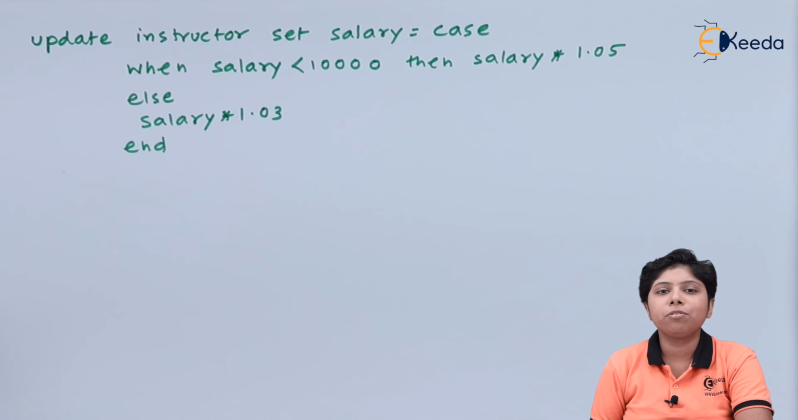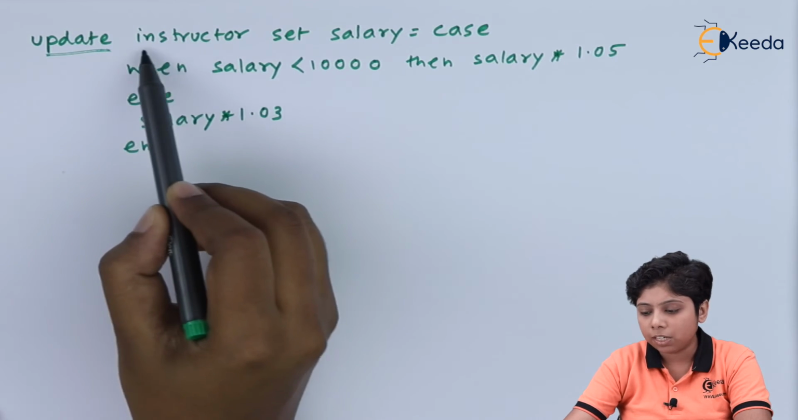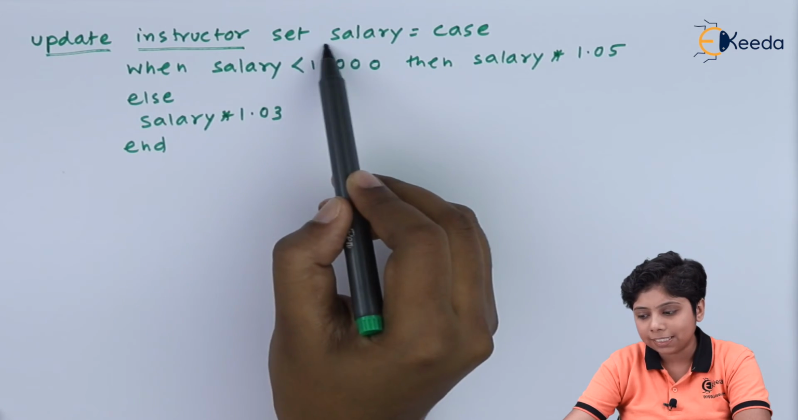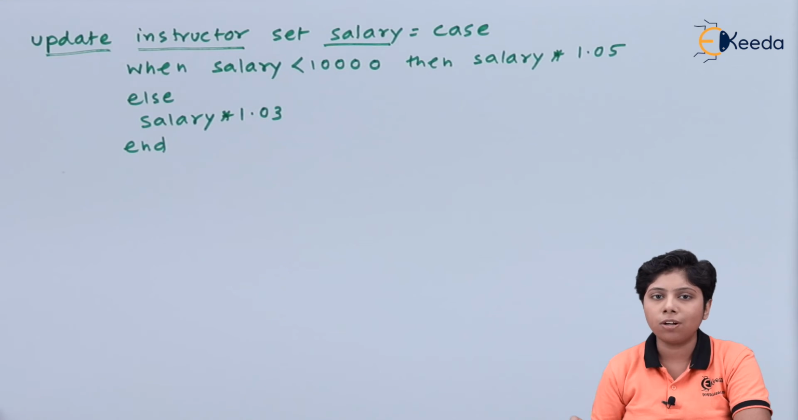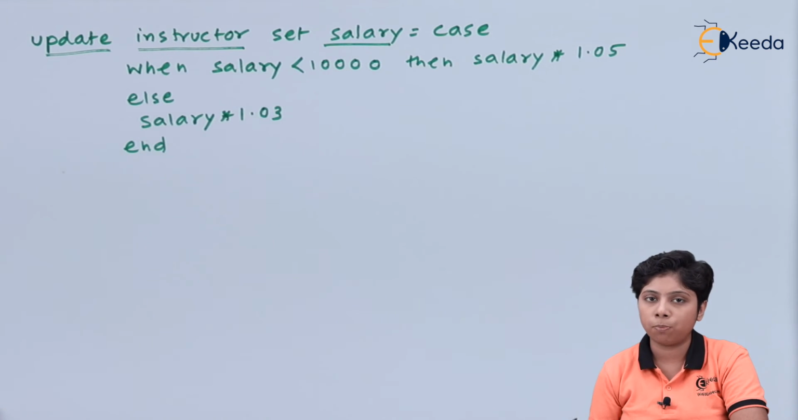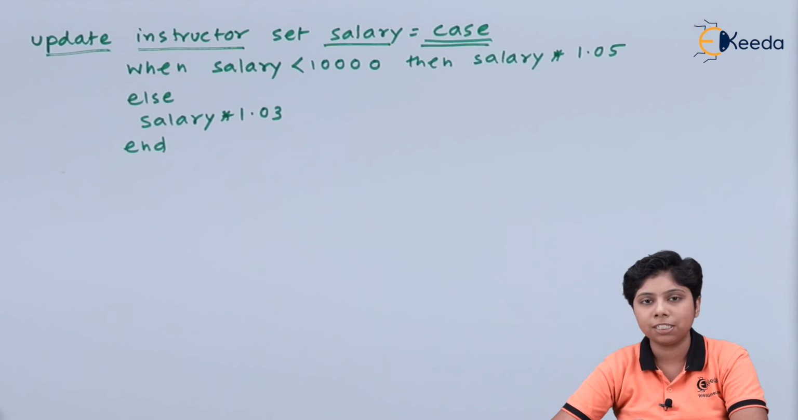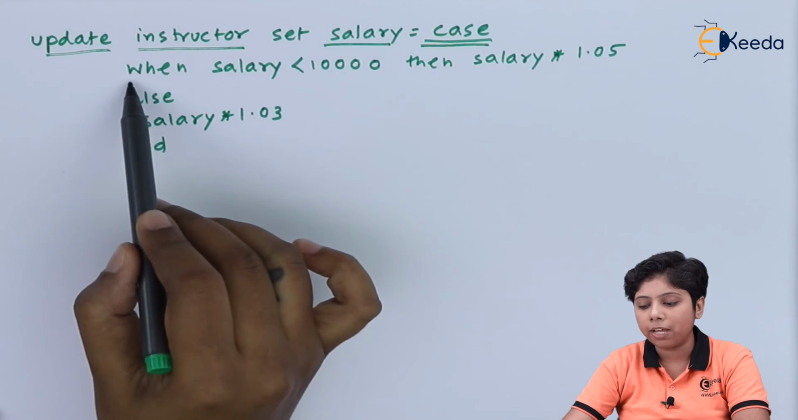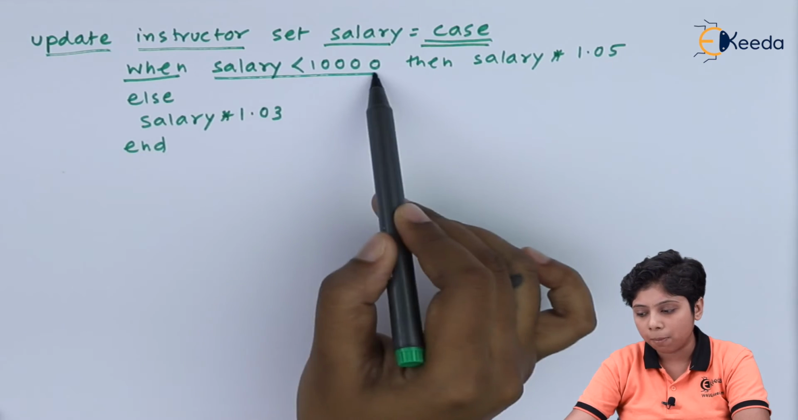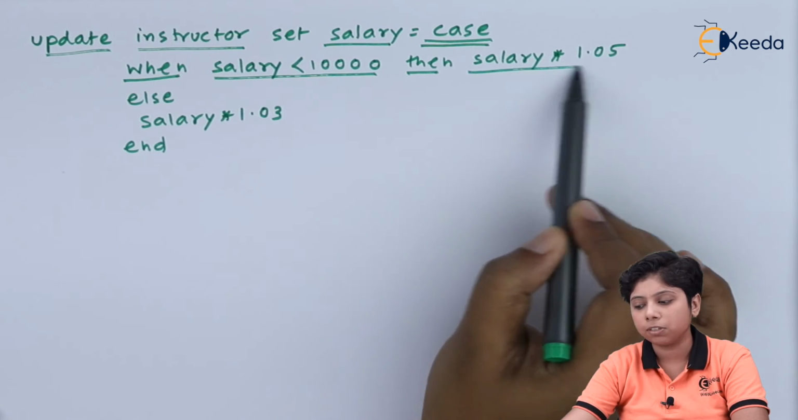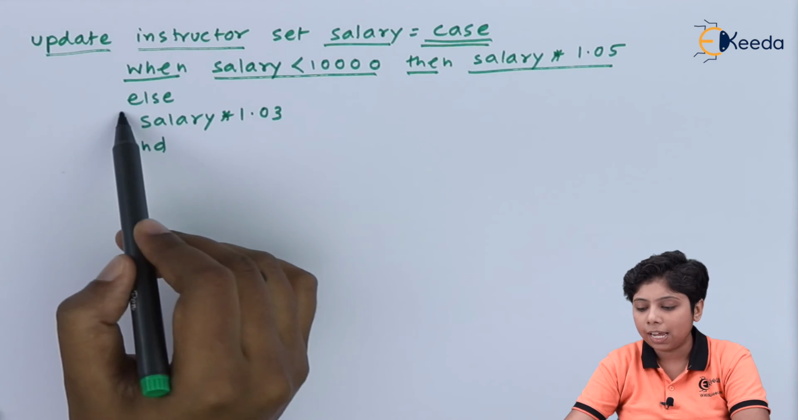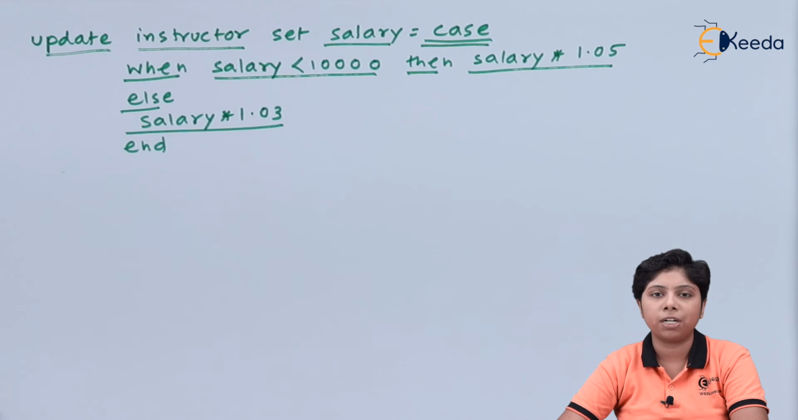So here I am using a case, which is more like an if statement in the C++ language. I am updating the table instructor and setting the salary equal to salary times 1.03 or 1.05. Rather than that, we are using a case statement: case followed by when predicate number 1, then the positive result of the predicate, else the negative result of the predicate.